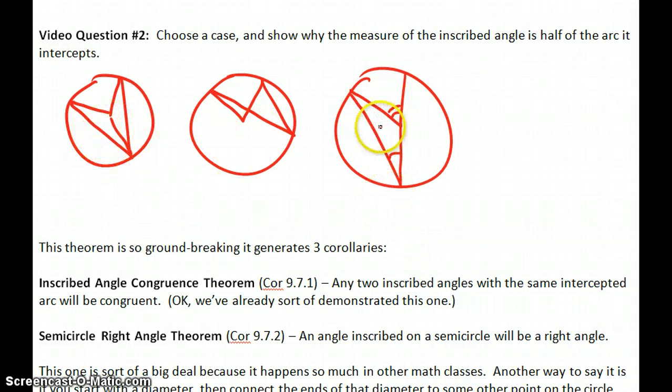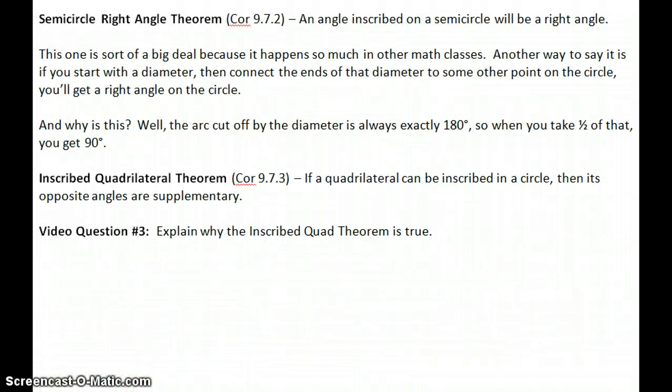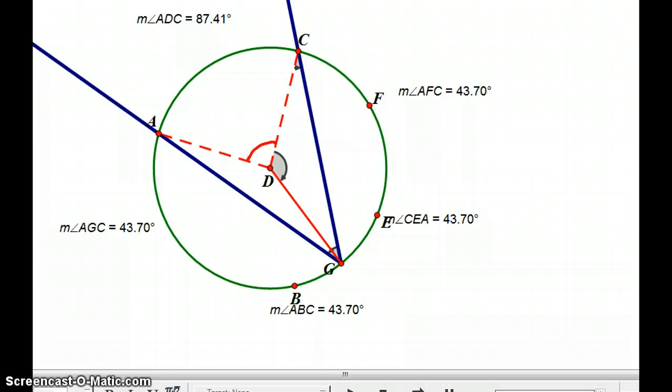So your job is to pick one of these three and then say, well, why is it? Okay, I'm going to move on to the next new thing here, which is: why is it that if you have a semicircle, that's exactly 90 degrees?